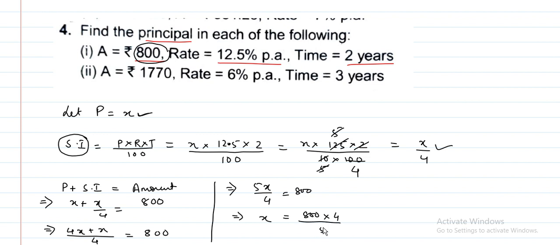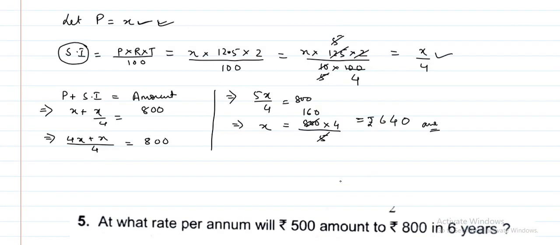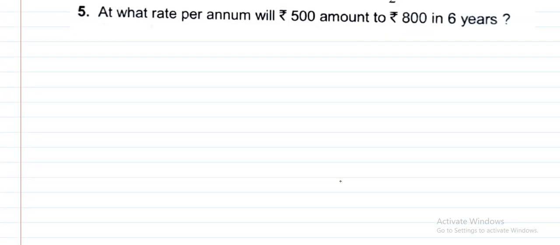You see here it was by 4, it has become here into 4, and into 5 has become here by 5. So we'll cancel 5 16s are 80, so that is 640. So this is our answer. We have to find the principal. We have taken the principal as x, and x is rupees 640. So this is our answer. Is it clear? So you solve the second bit on your own. Now we will see question number 5.